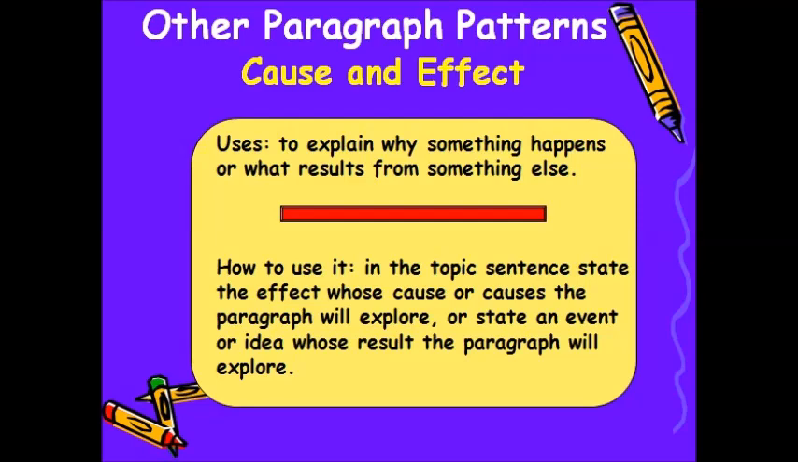The last one is the cause and effect. Cause and effect is used to explain why something happens or what results from something else. It is used in the topic sentence to state the effect whose cause or causes the paragraph will explore, or state an event or idea whose result the paragraph will explore.